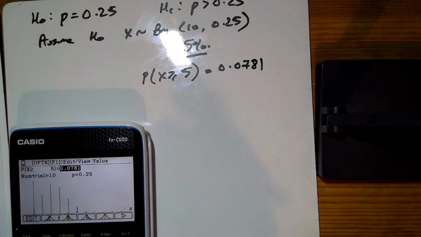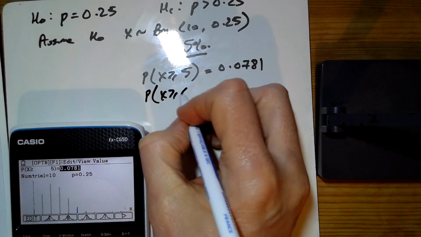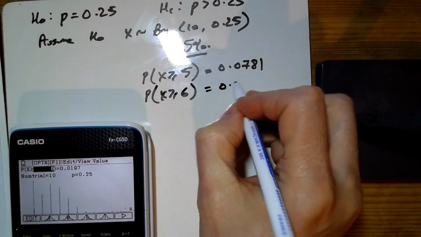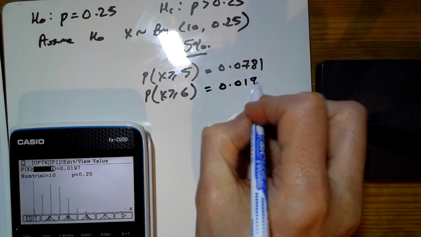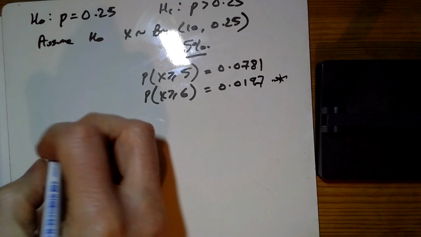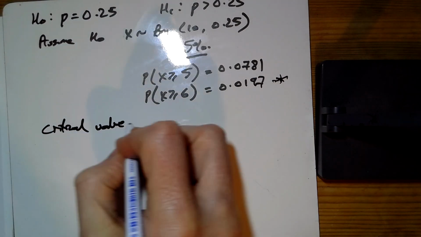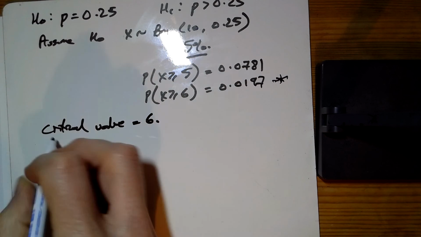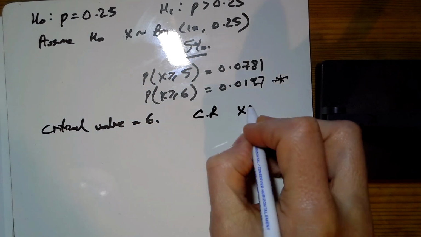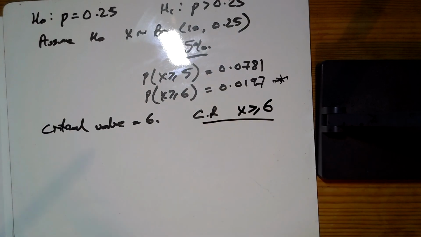Yes, of course, we should look at that and see. But that's too big. We want it to be 5%, so actually we're going to have to go to the next one. So we'll change this to a 6. And at this point here, we are now under the 5% we were looking for. So my critical value here is 6. Critical value equals 6. The critical region is X is greater than or equal to 6.